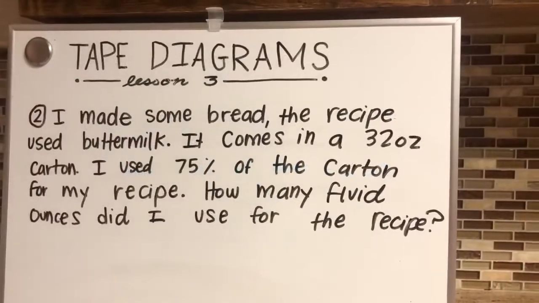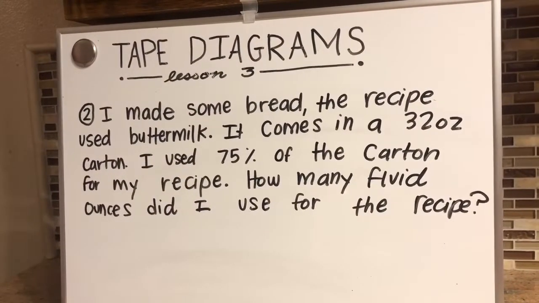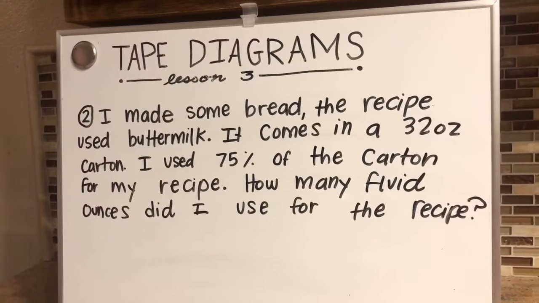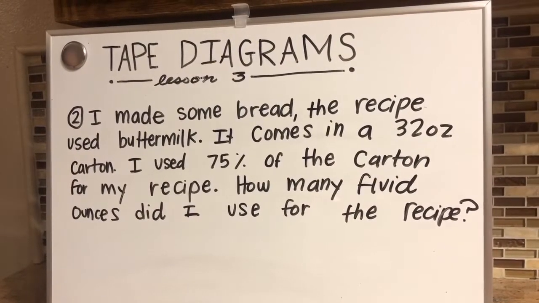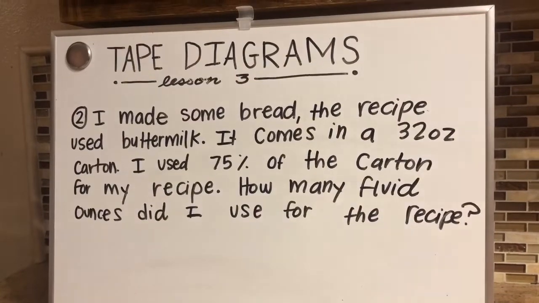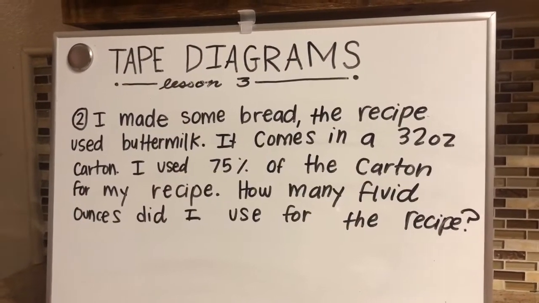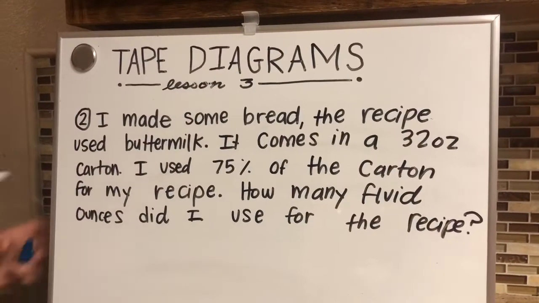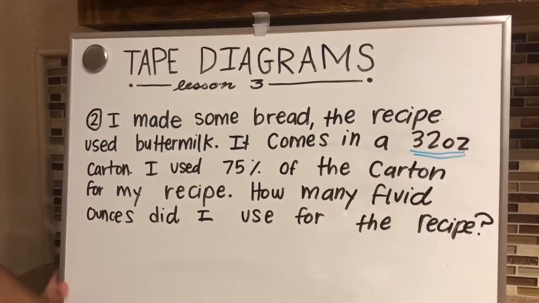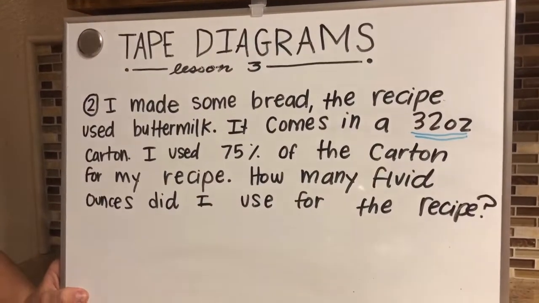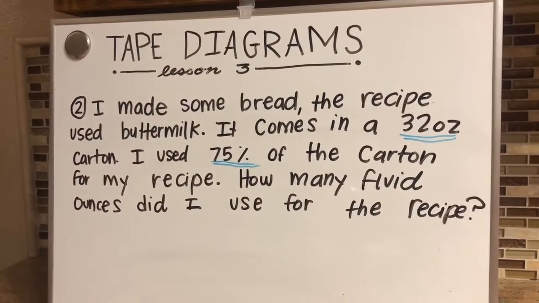All right, so question number 2 asks, I made some bread. The recipe used buttermilk. It comes in a 32-ounce carton. I used 75% of the carton for my recipe. How many fluid ounces did I use for the recipe? Okay, so I made bread and needed buttermilk, but the buttermilk comes in a 32-ounce bottle. In my recipe, I don't need to use 32 ounces. I only needed to use 75% of the carton.